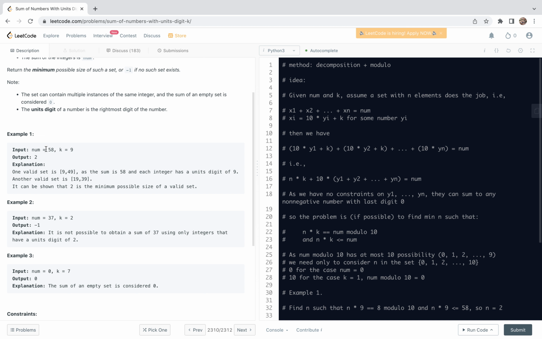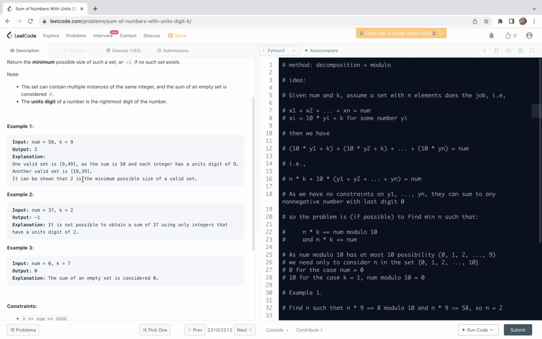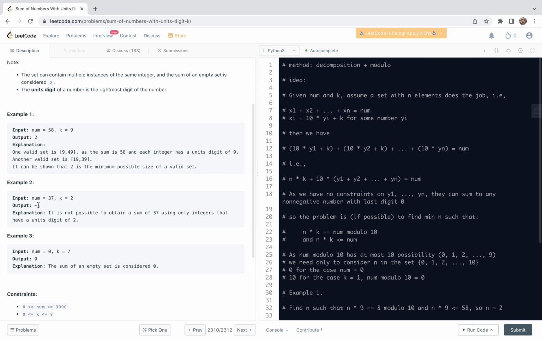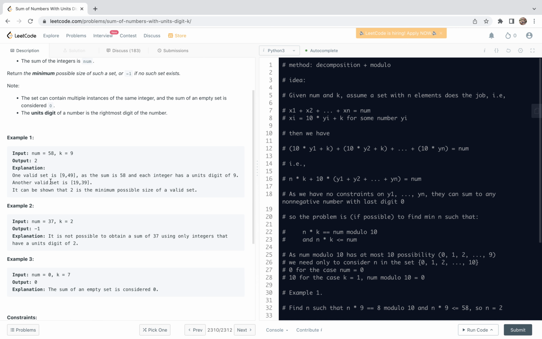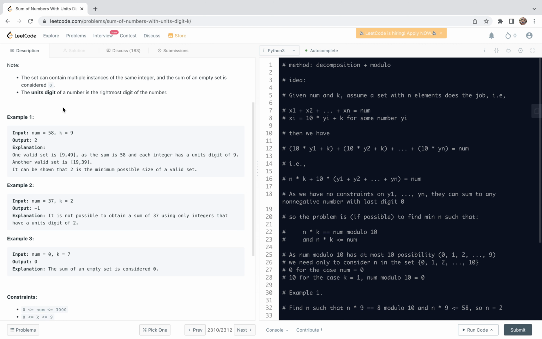In the first example, we have num 58 and k equals 9. The output is 2. They give two valid sets. One is 9 and 49. The other is 19 and 39. For example 2, the return is -1, so no valid set. In the third one, the return is 0, as specified by the note.